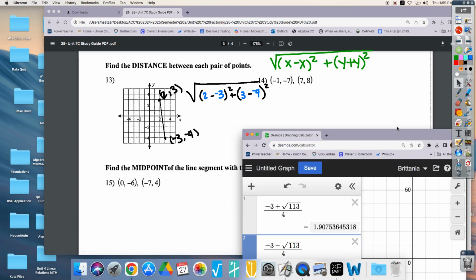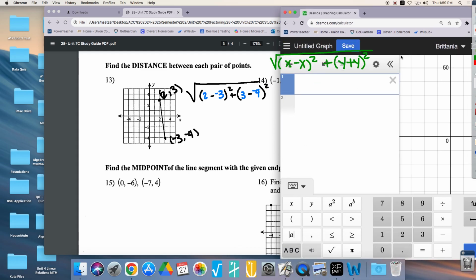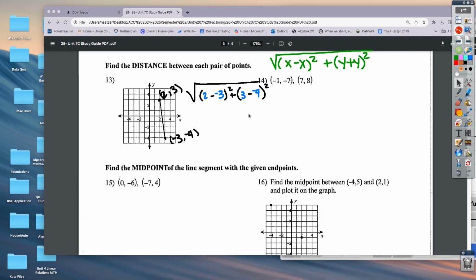So let's put this into Desmos. All right, so we start with our, and I just type it in, 2 minus negative 3, and then we square it, plus 3 minus negative 4, and then we square it. And that's the answer, 8.6. Okay. So we're done.